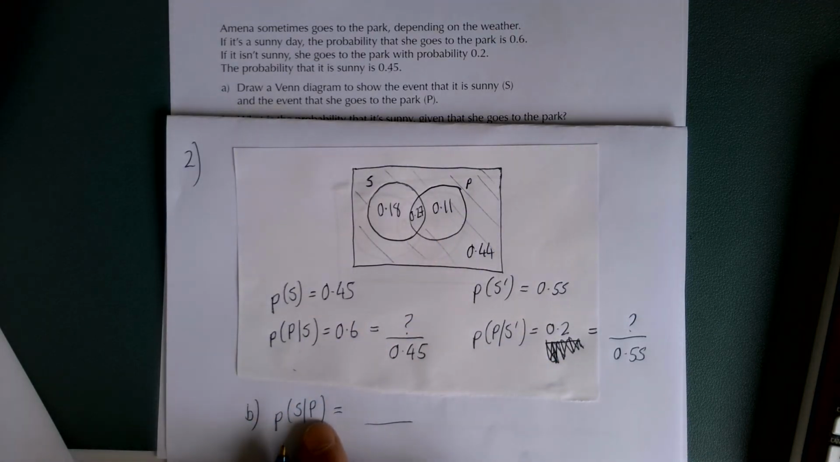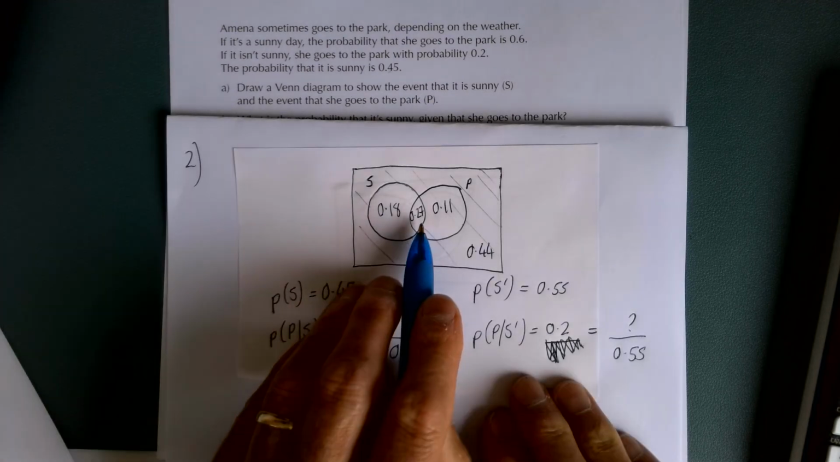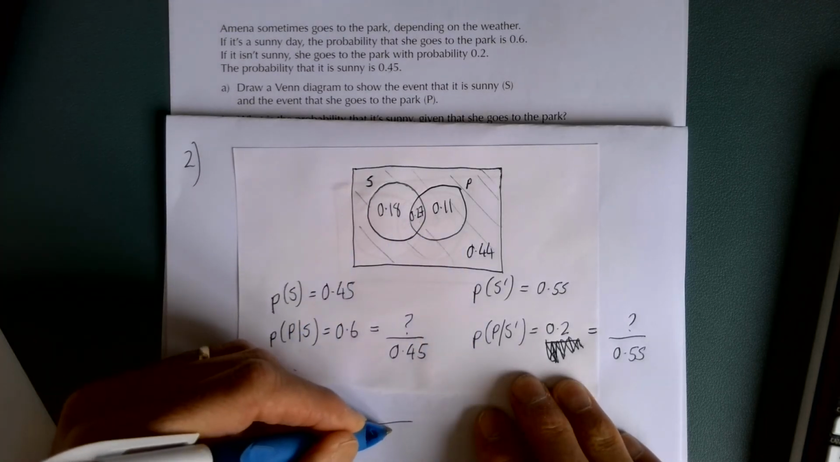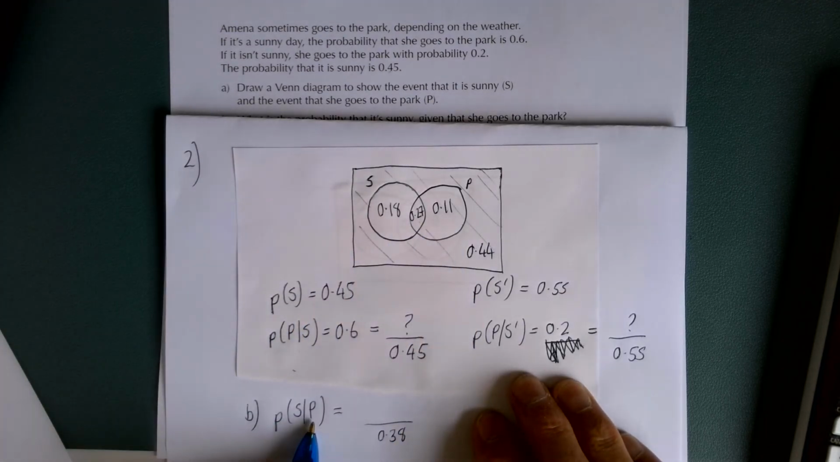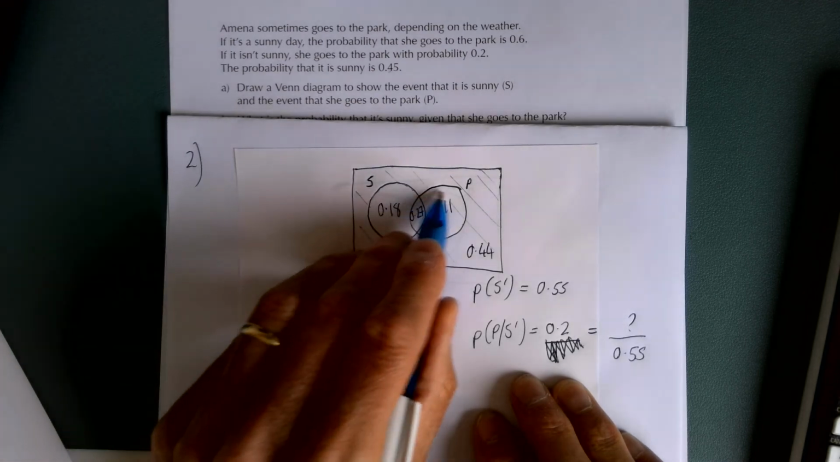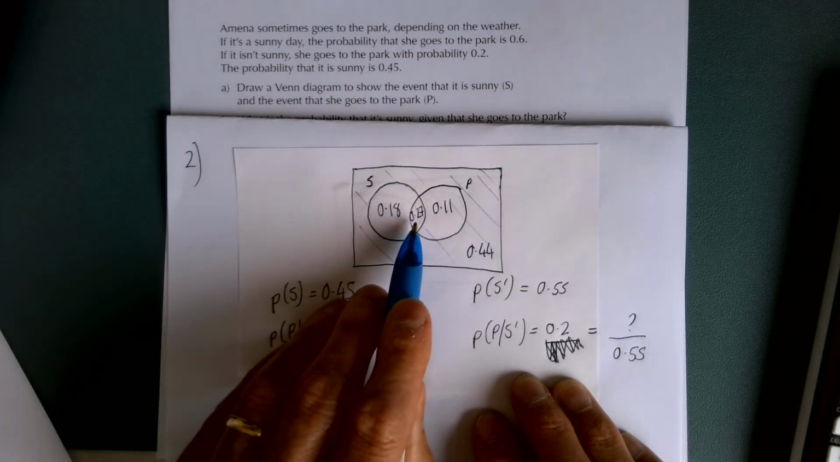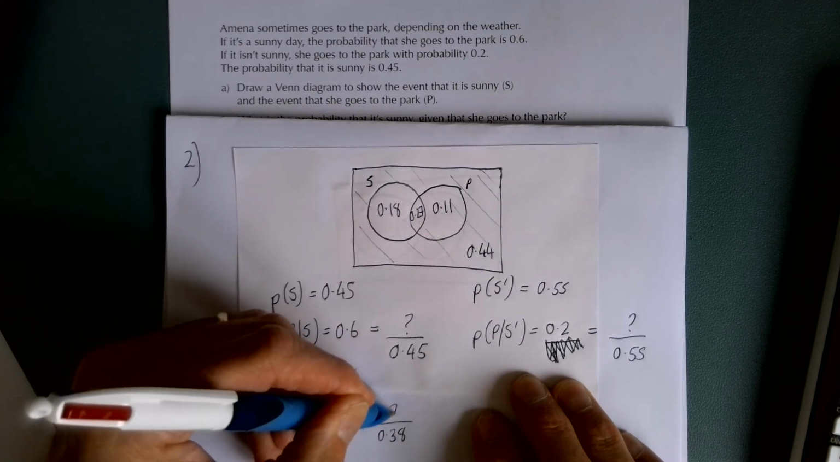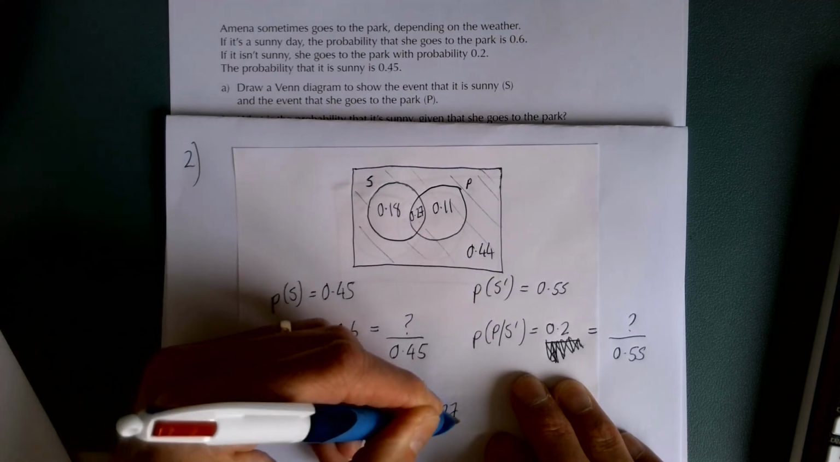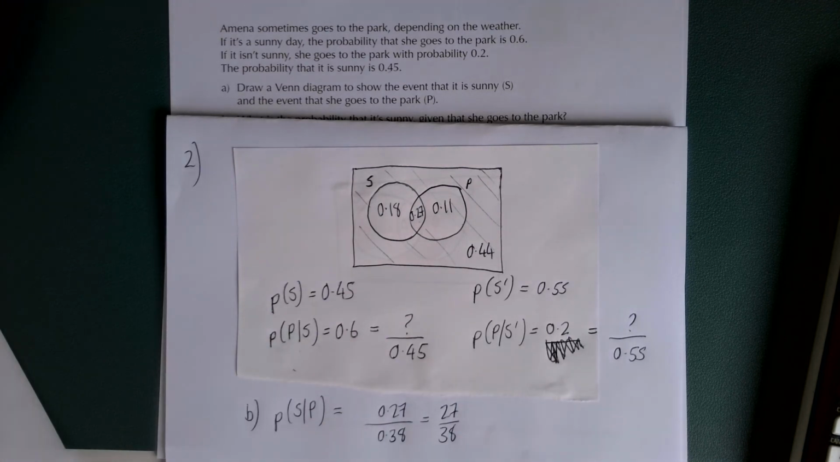So what's the probability that she goes to the park? That is 0.38, that's my denominator. Of that probability, what part of it is down to S? 0.27. That's that probability. I think it's really hard to get your head around what this actually means, but actually working it out is really straightforward. Denominator, numerator. Okay.